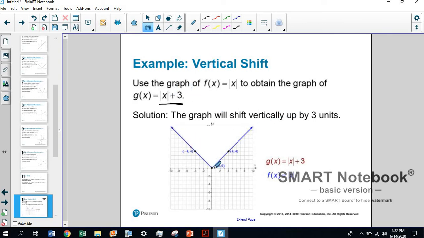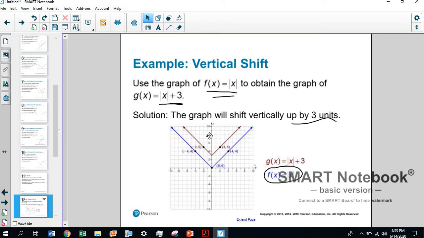So this blue graph is your given f of x. That's f of x. Okay. What does g of x look like? g of x is shifted up by 3 units. All right, so what does that look like? This is this graph right here.